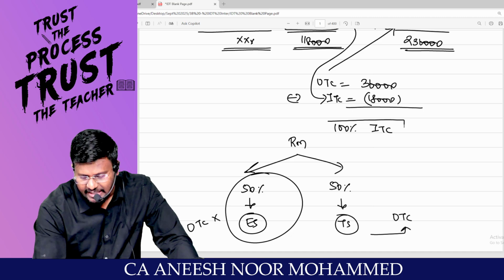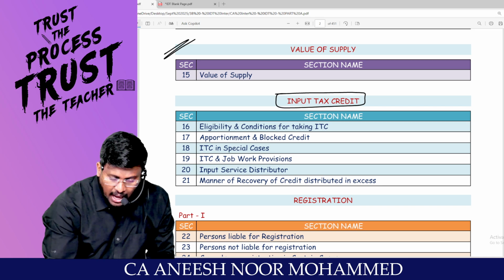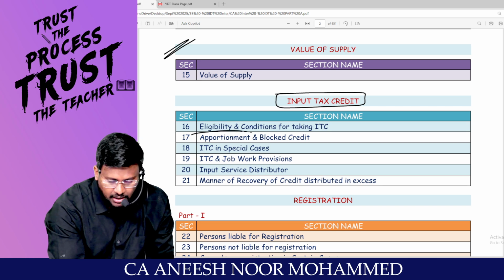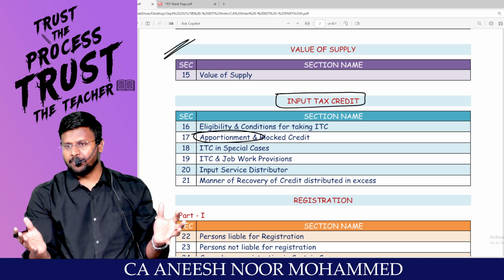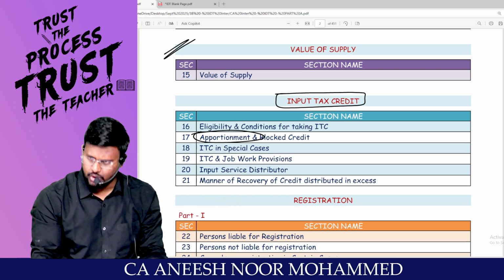Since I have not collected output tax for the exempted portion, 100% of the ITC cannot be taken as ITC. I have to apportion the ITC. That means I have to bifurcate the ITC into taxable portion and the exempted portion.